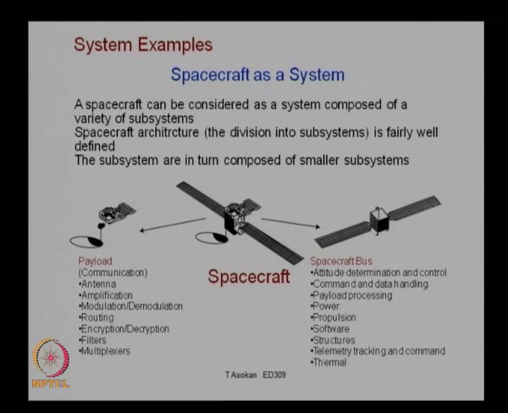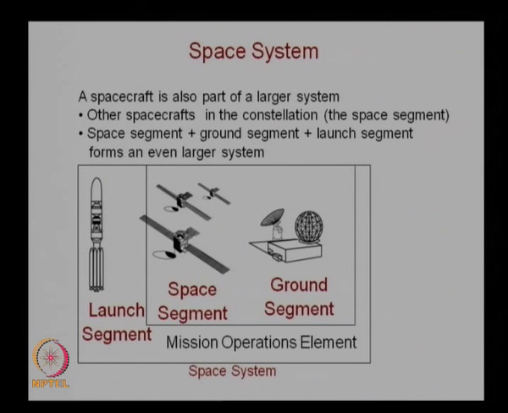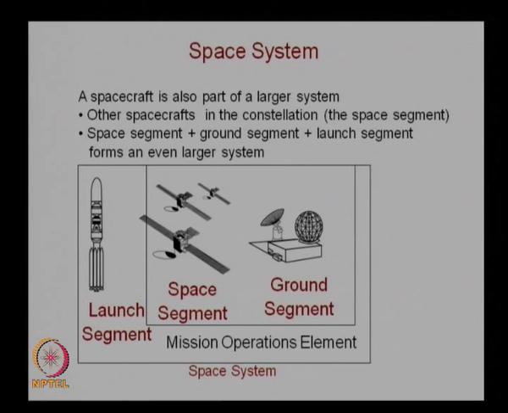But if you take the space system as a whole system, then you will find that the spacecraft is a part of a larger system, which is the space system. You will have many spacecraft in the space system, which are the other spacecraft in the constellation. Then you have the different segments of the space system, like the ground segment, the space segment, and the launch segment. So these all become subsystems of the main space system. Though the spacecraft can be considered as a system by itself, when we define the space system, the spacecraft becomes a subsystem of the main space system.